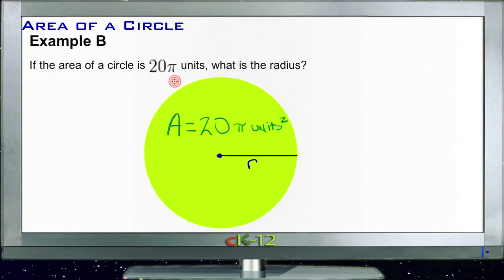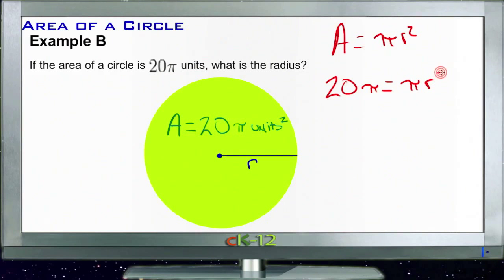If the area of a circle is 20 pi units, what's the radius? So the area, the whole thing, remember area is pi r squared. Our area is 20 pi units, so we know that 20 pi is equal to pi r squared. We can just solve for r, right? So the first thing we're going to do is just divide both sides by pi, cancel those out. So we know that 20 is equal to r squared. So the square root of 20 would be equal to r.